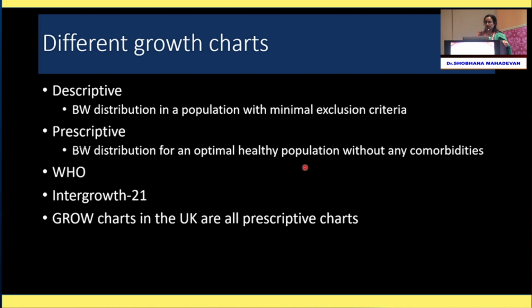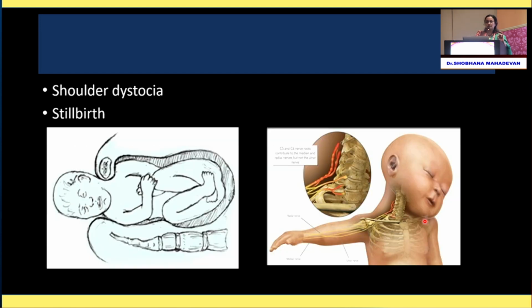Why should there be a distinction? In general, prescriptive chart is supposed to be better in picking up abnormalities, because if you use a chart that includes everybody, you're going to normalize even the abnormal ones, and therefore you will not pick up the abnormal ones, and therefore you may be worse at predicting problems in that population. The Intergrowth-21 chart is an excellent example of a prescriptive chart.